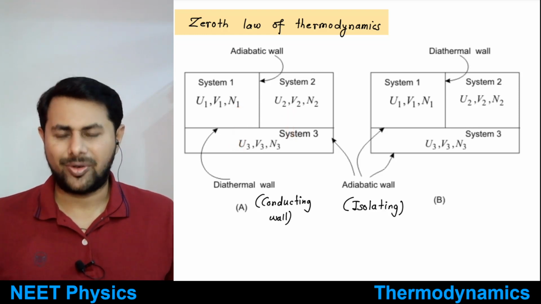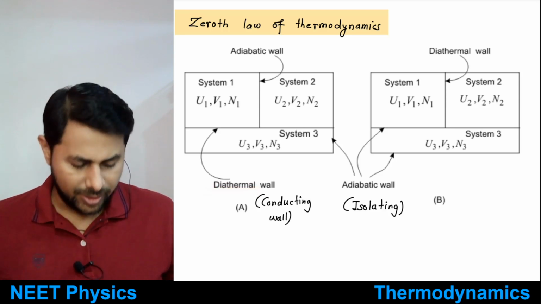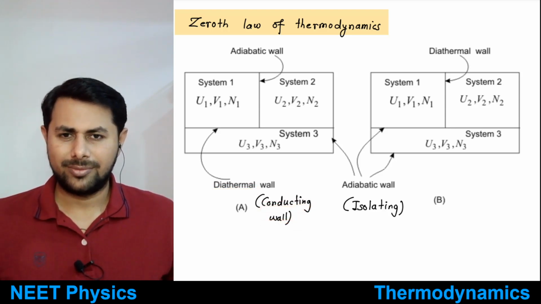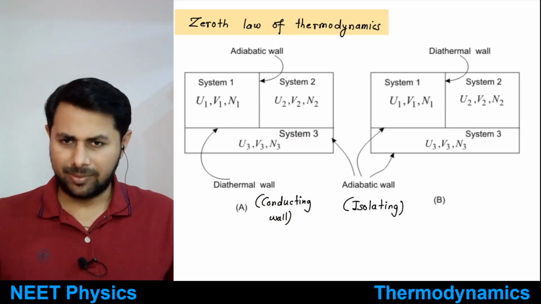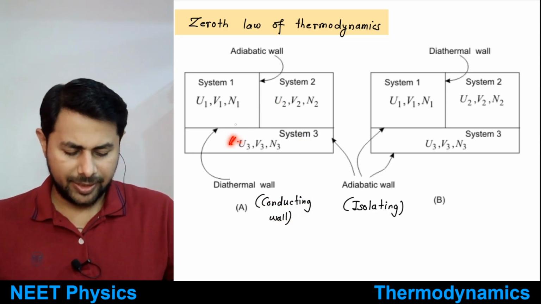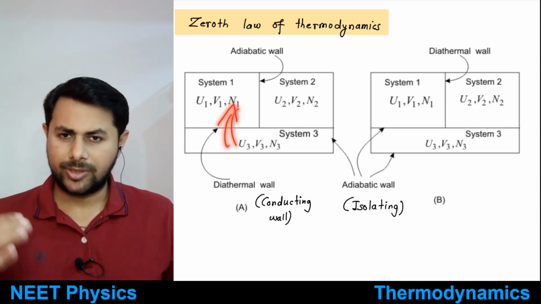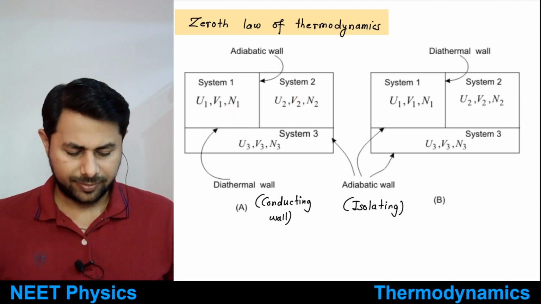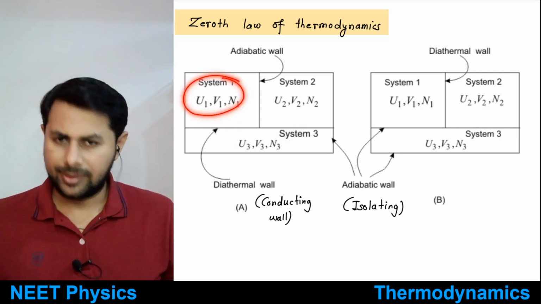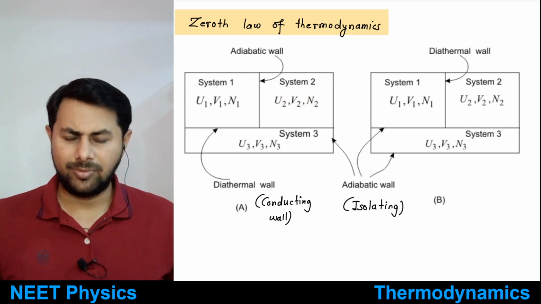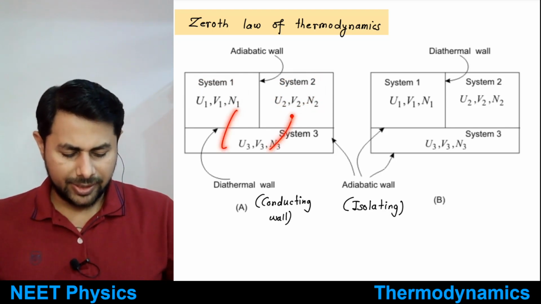So after some time, what will happen? Can you tell me? A diathermic wall is a conducting wall. Suppose system 3 is at higher temperature compared to the first and second. Then some heat will flow from system 3 to the first system and second system, and it will keep on flowing till the temperature of system 3 becomes equal to the temperature of system 1 and system 2. So temperatures become equal.